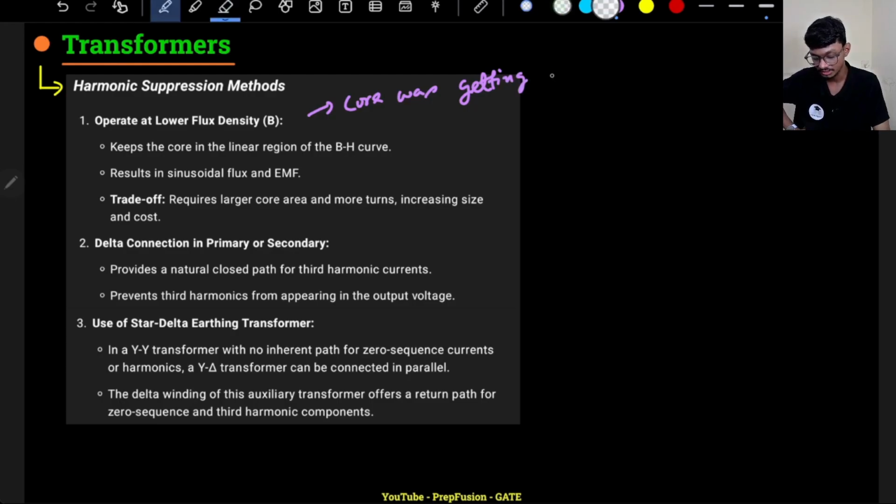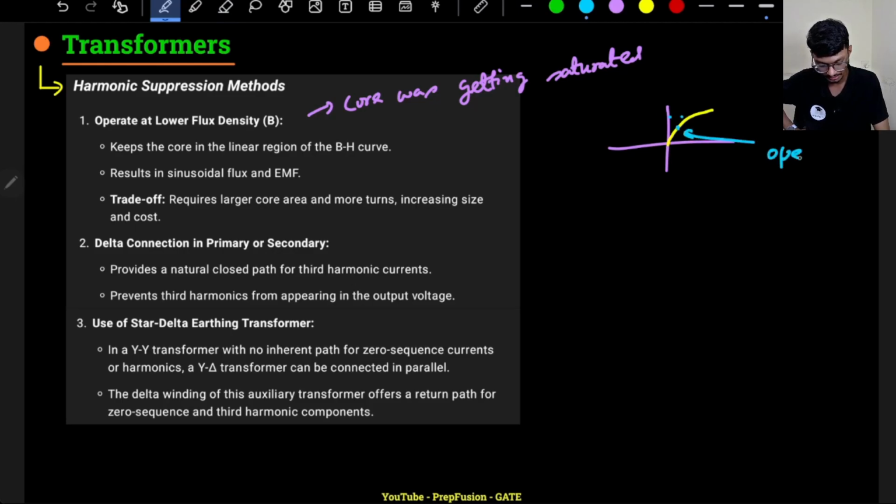So if the core is getting saturated, what I can do is, if this is my BH curve, I will operate in this region. I will not operate near here. I will operate near here, the operating region. Then there is very less probability of the core getting saturated and the waveform getting flat top or something like that. What is the disadvantage?